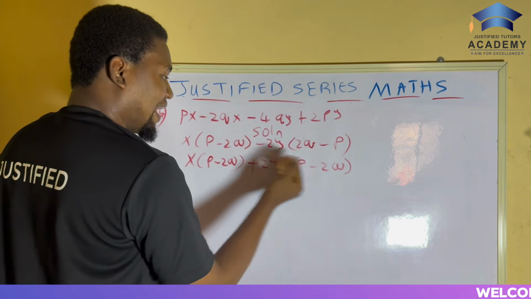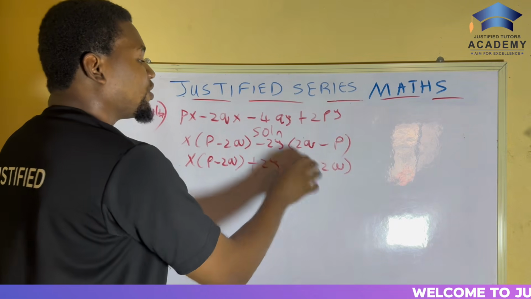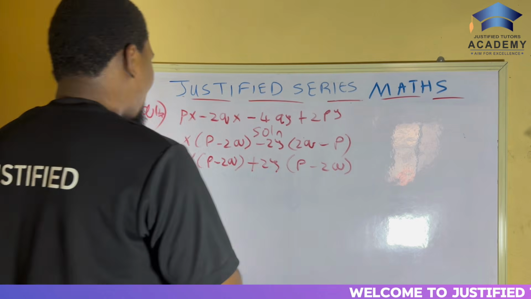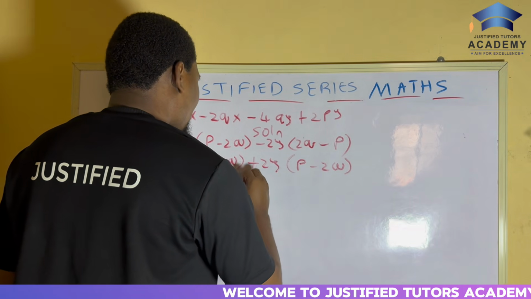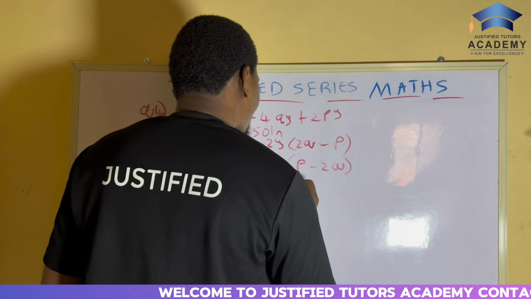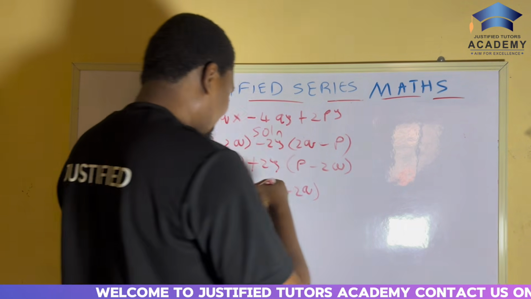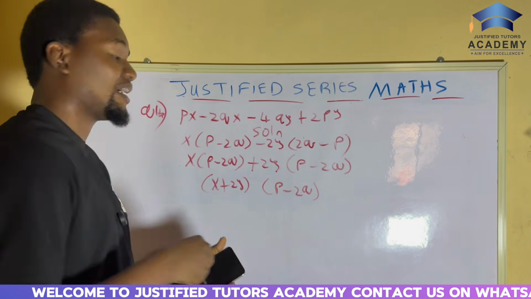These two are alike. So when they are alike, you pick only one. When you pick only one, you'll be left with x plus 2y, then p minus 2q. And then this will now be your final answer. That is how you factorize.